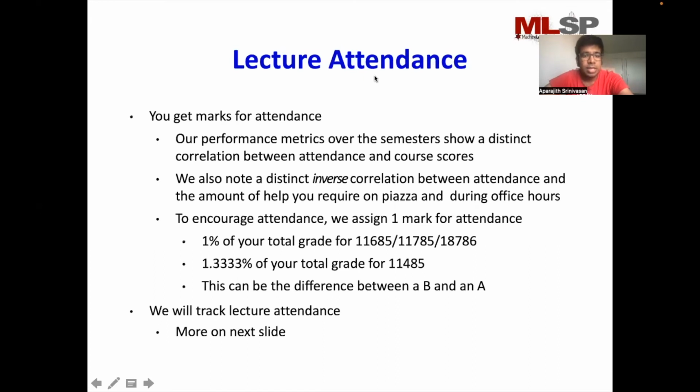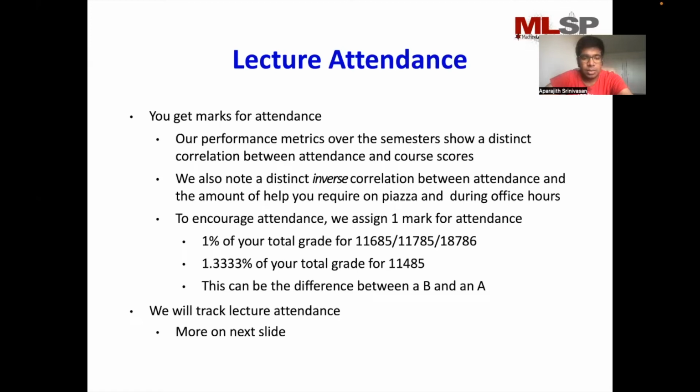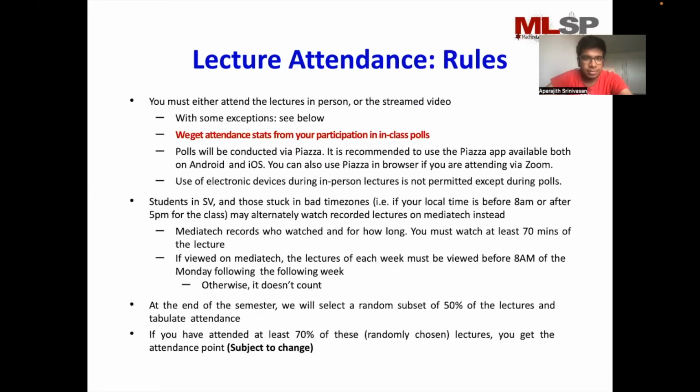So lecture attendance, as I told previously, you have marks for attendance. What we have noticed is that course scores and attendance are proportional to each other. People who don't attend classes tend to get relatively lower scores. And there's also an inverse correlation between attendance and the amount of help you require on Piazza or during OH. To encourage attendance, we assign 1 mark for attendance. It'll actually be 1% of your total grade if you're in the graduate section, 1.3% of your total grade if you're in the undergrad section. And believe me, this will be the difference between an A and a B. So more on attendance in the next slide.